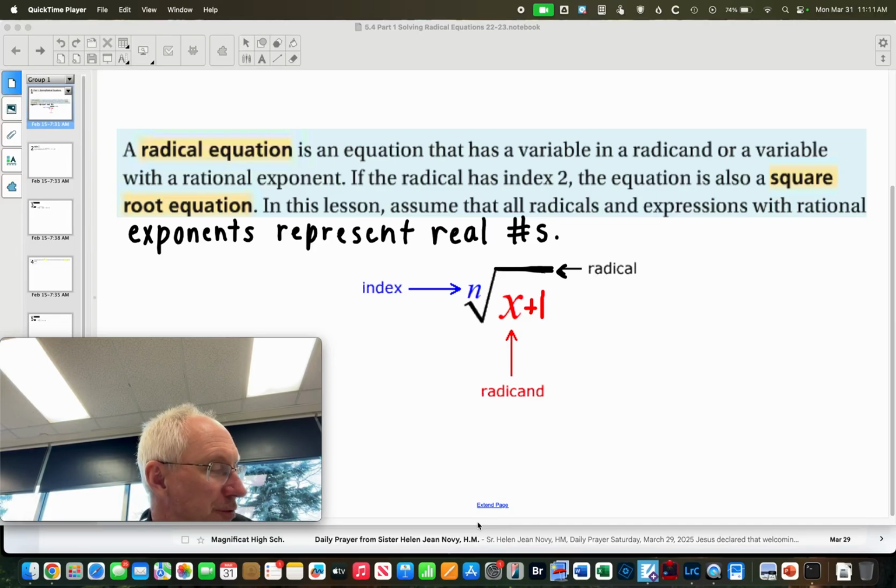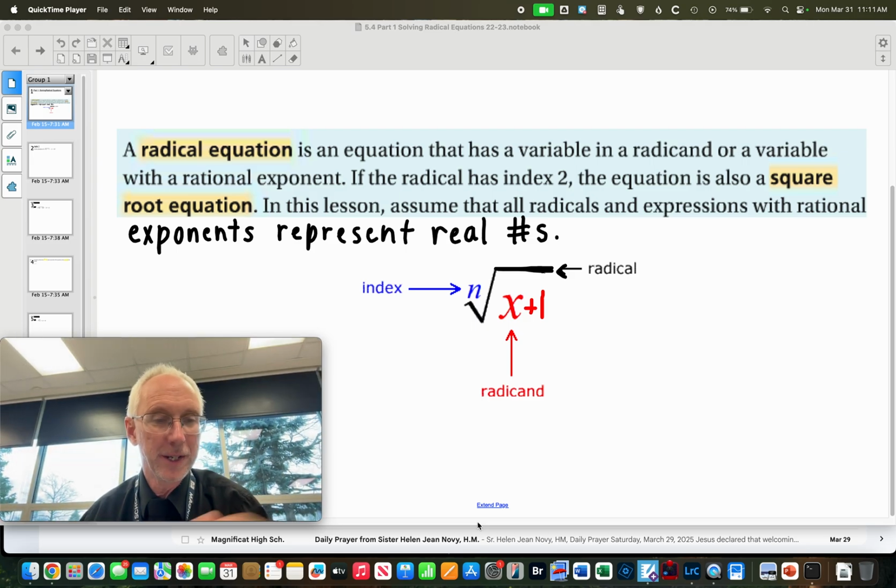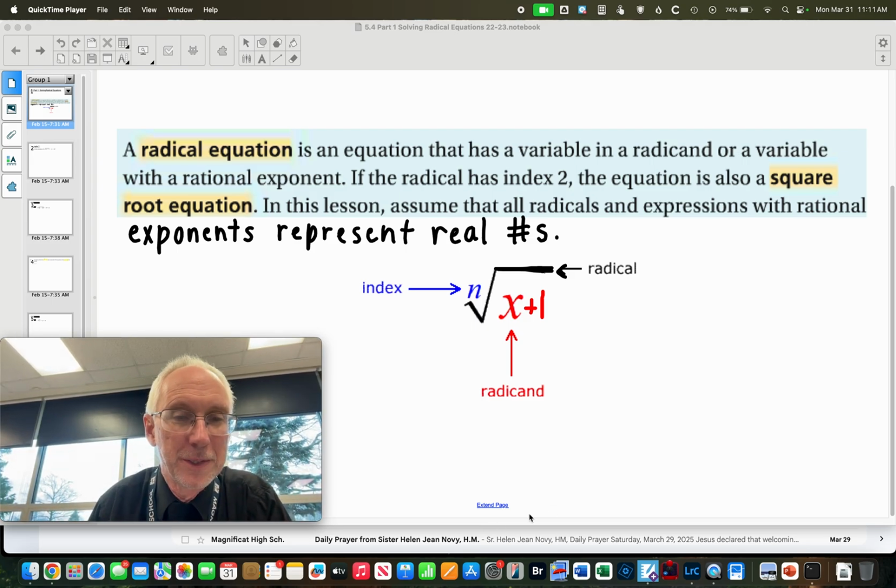We're going to look at 5.4 part 1, solving radical equations. To be honest, I'm going to be teaching this in class, but I'm going to make this video for those that aren't in class.